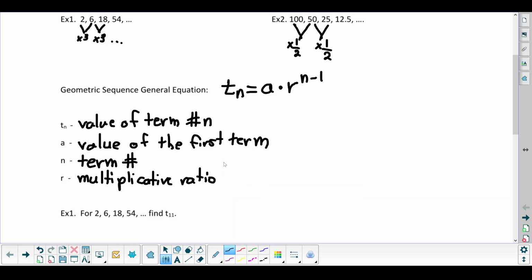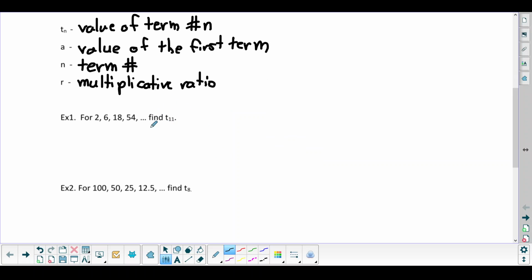Okay, so let's look at our first example down here. So here we want to find term 11 of this sequence. So it goes 2, 6, 18, 54. So that's the same one we saw above. So let's see, we know that the a value is 2, and we know the ratio from one term to the next is repetitive multiplication by 3. Okay. And here it's asking us for T11, so that'd be where n is 11. So T11 is going to be a, 2, times r, 3, to the power of n minus 1.